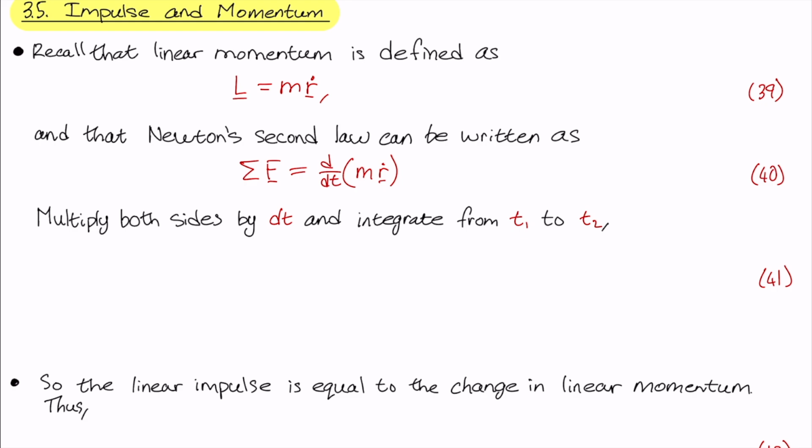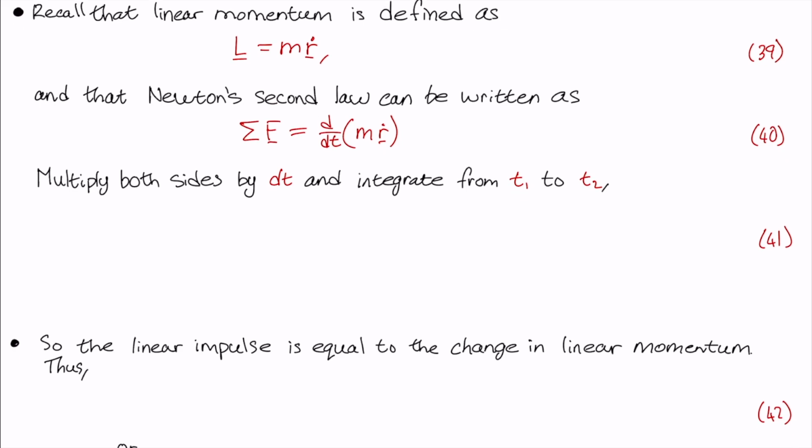Now, if we go ahead and multiply both sides by dt, and then integrate from some time t1 to t2, we'll find that we get the sum of the integral from t1 to t2, and we can switch the order of the integral and the sum because these are linear operators. So we get the integral of F dt equal to m r dot at t2 minus m r dot at t1.